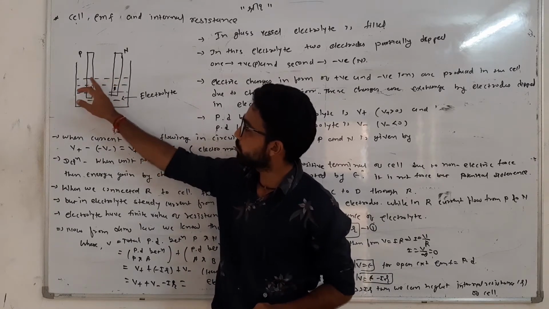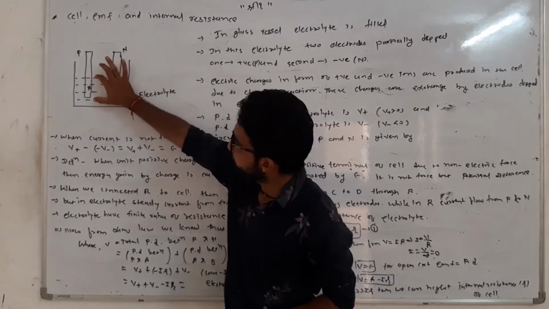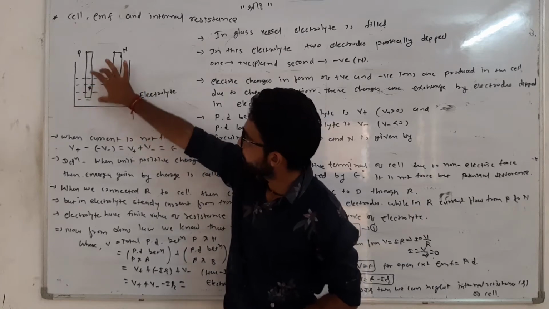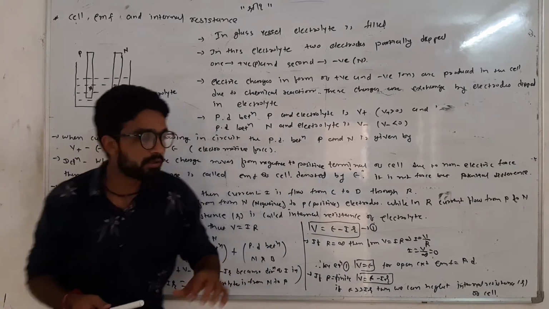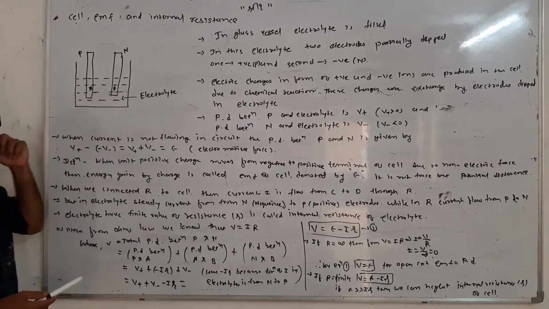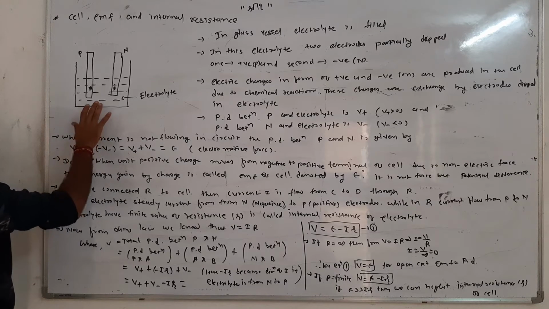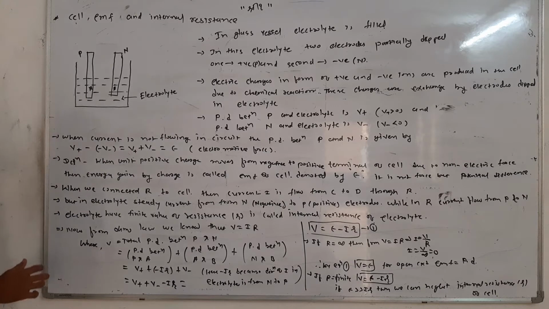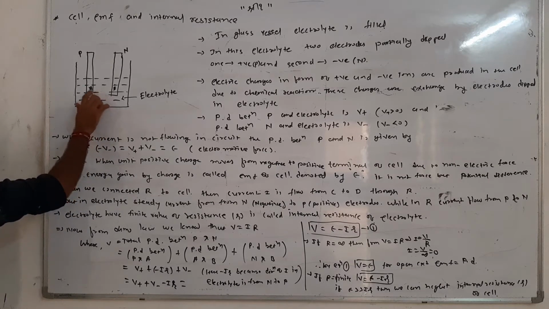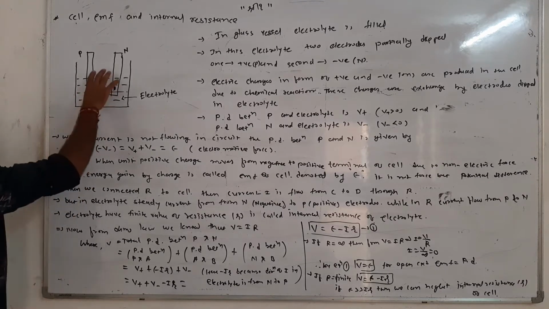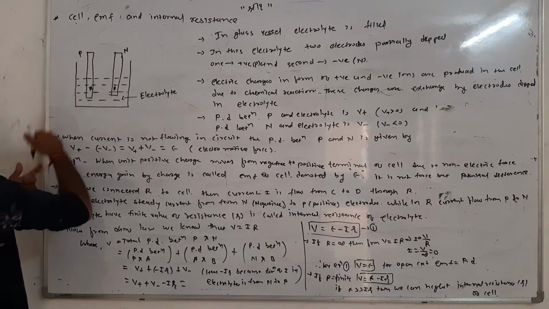These two electrodes are dipped partially. That means half the portion of the electrodes will be deep inside the electrolyte, and half the portion will be above the electrolyte. So these are the two electrodes dipped partially in the electrolyte. Some charges can be formed in the electrolyte in the form of positive and negative ions. These charges can be exchanged by these two electrodes.